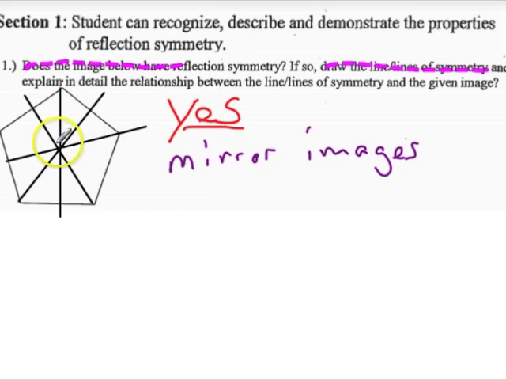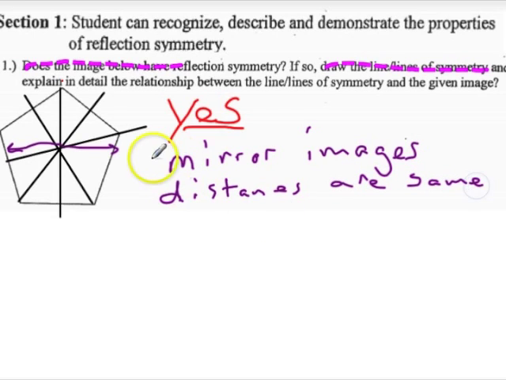You can talk about simple things. You can talk about how the distance from that line to here would be the same distance from here to here. Okay, let me put that down. So you can talk about the distances are the same. So you can talk about anything you want to as long as we get the idea that you understand that these are mirror images, that one side equals the other side.